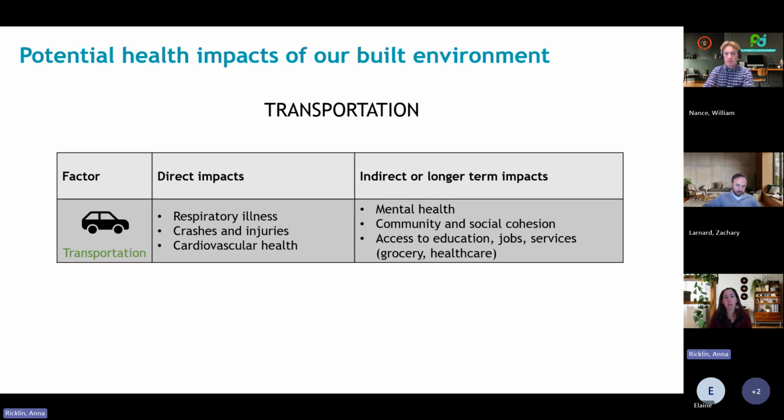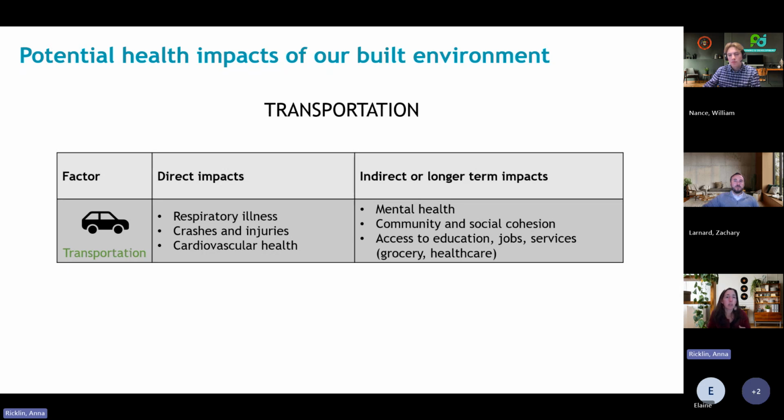So what are the pathways for how these factors connect? It's just a couple of factors that I wanted to go over with you tonight, outlining the potential health impacts of our built environment. So one of them is around transportation. And we can think of it as in two categories, both the direct impacts of a factor and the longer term or indirect impacts of a factor.